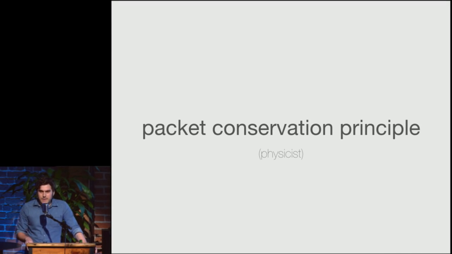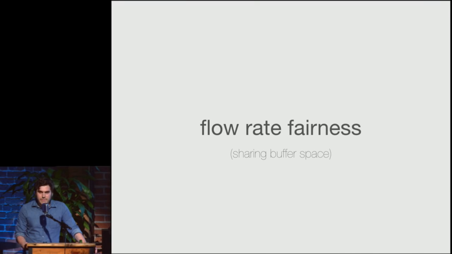But it does instill something else, right? Like if you use this packet conservation principle, you get other properties with it. And one of them that you get is flow rate fairness, right? Because what you're sharing with the packet conservation principle is you're sharing buffer space in the network. And so every flow passing through a buffer that is a bottleneck will get the same proportion of that buffer. And so this means that every flow will have the same rate. This is great.